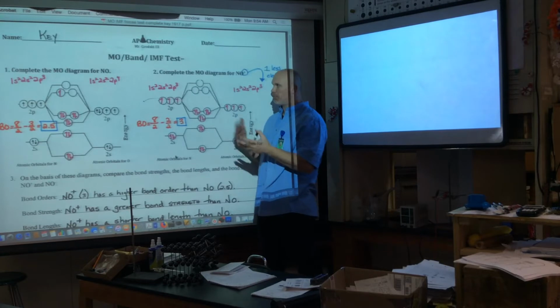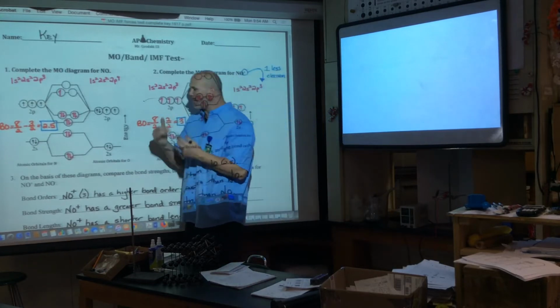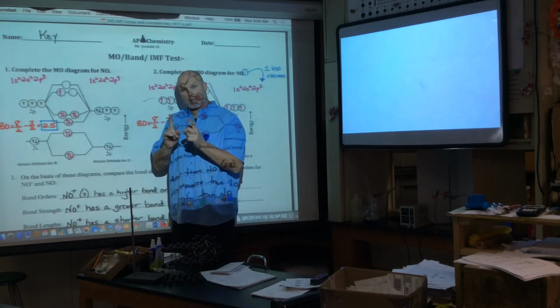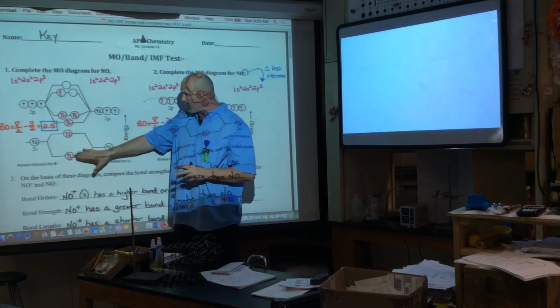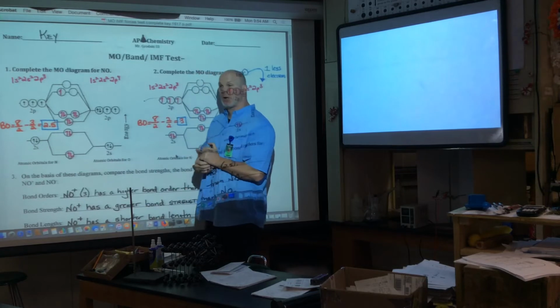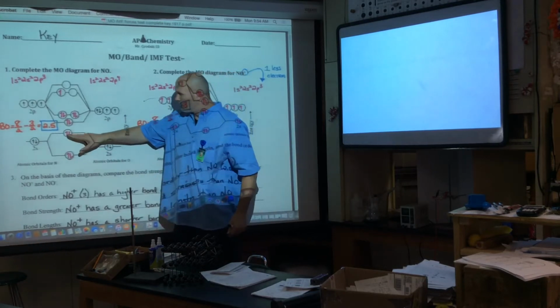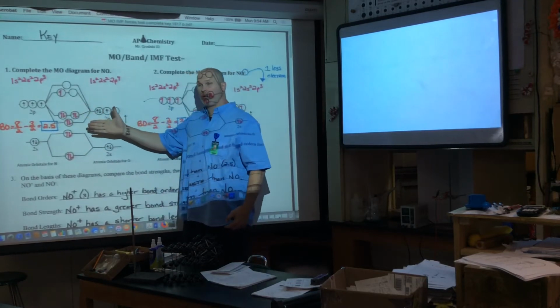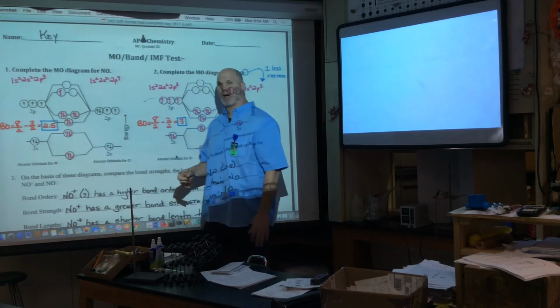And of course, to get bond order, you take all your bonding electrons, which are in bonding orbitals, which are always the lower position of each diagram, 2, 4, 6, 8, minus the electrons that are in anti-bonding. 2 and 1 is 3, so 8 minus 3, divided by 2, you get 2.5.